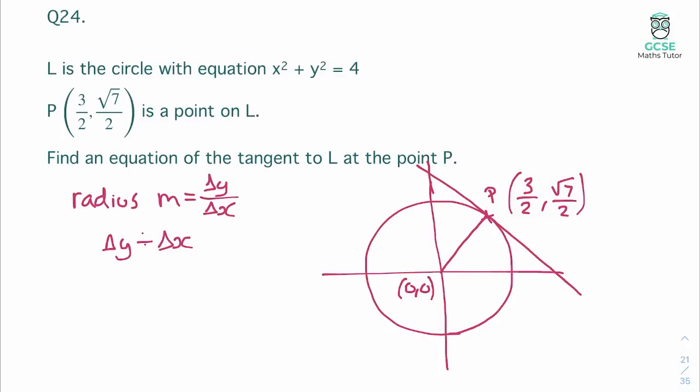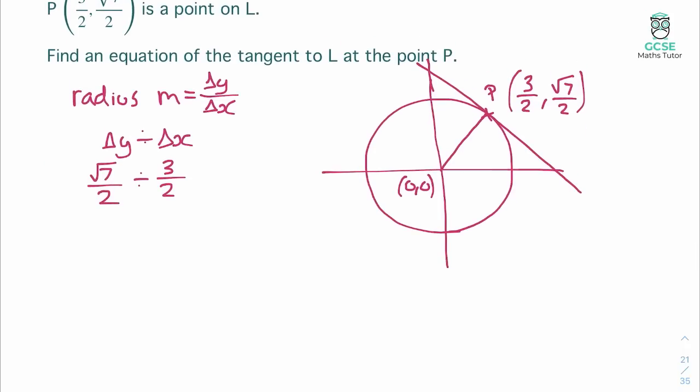So the change in y goes from 0 to root 7 over 2. So we have root 7 over 2 divided by the change in x, which goes from 0 to 3 over 2. So we've got lots of dividing fractions. When we're dividing fractions, I'm going to keep, flip, change. So root 7 over 2 multiplied by 2 over 3. And that equals 2 root 7 over 6, which obviously simplifies. We could have cross-cancelled those 2s. Divide the top and bottom by 2, you get root 7 over 3. So that is the gradient of the radius.